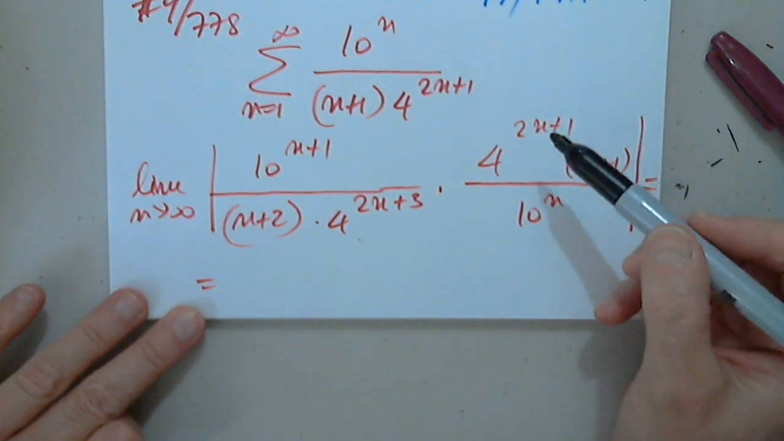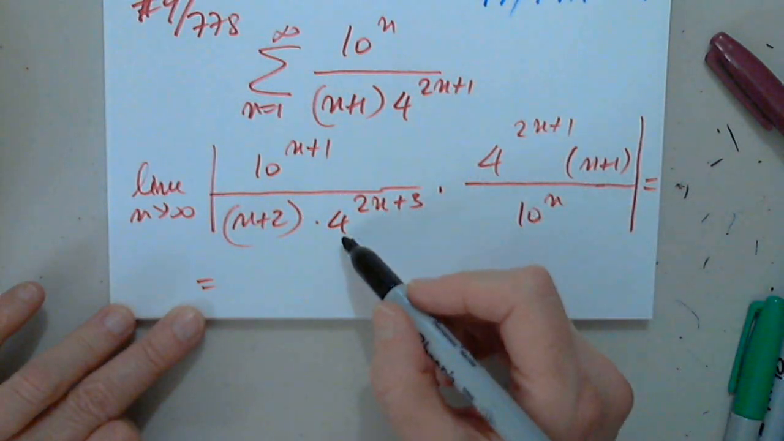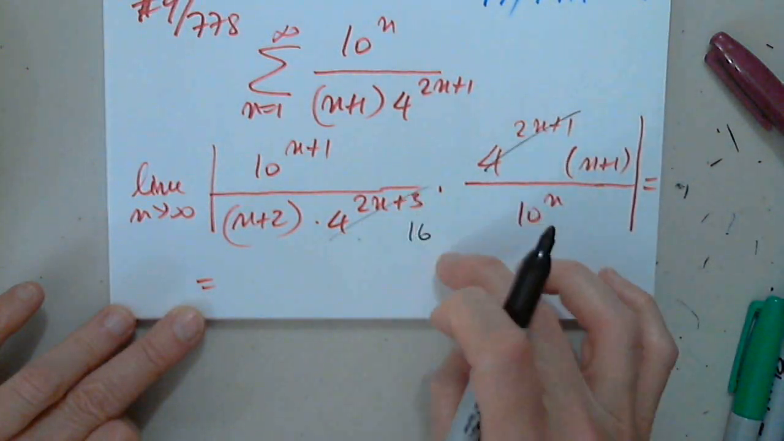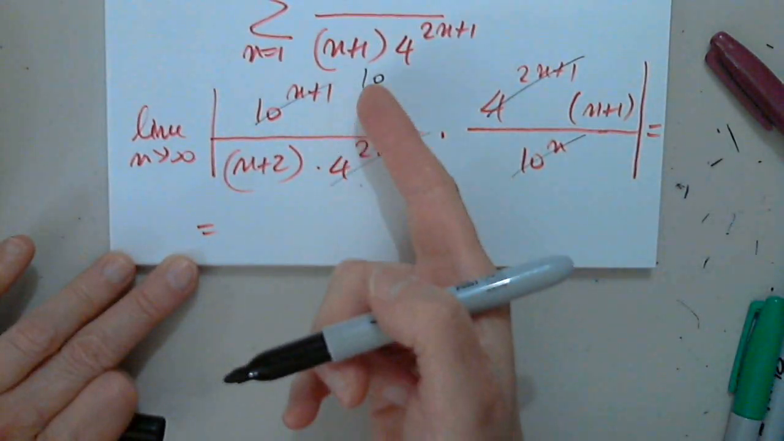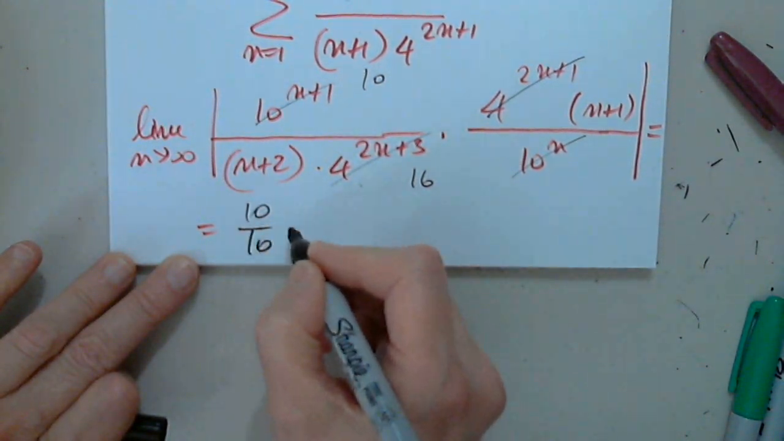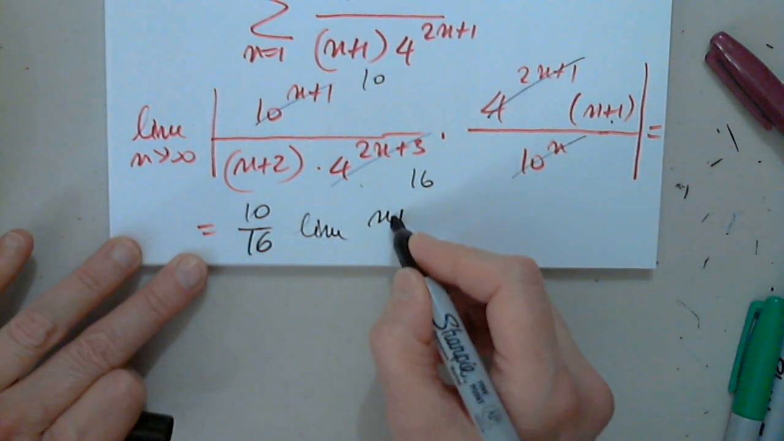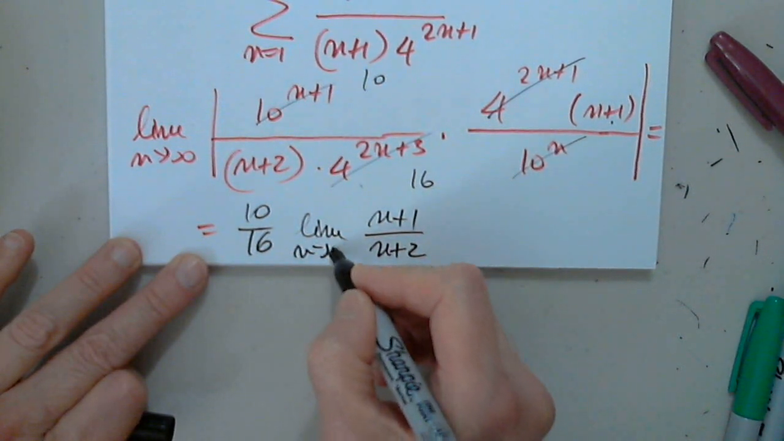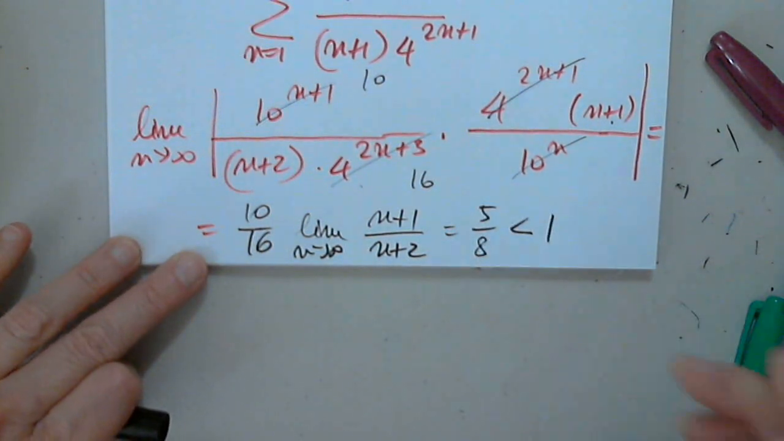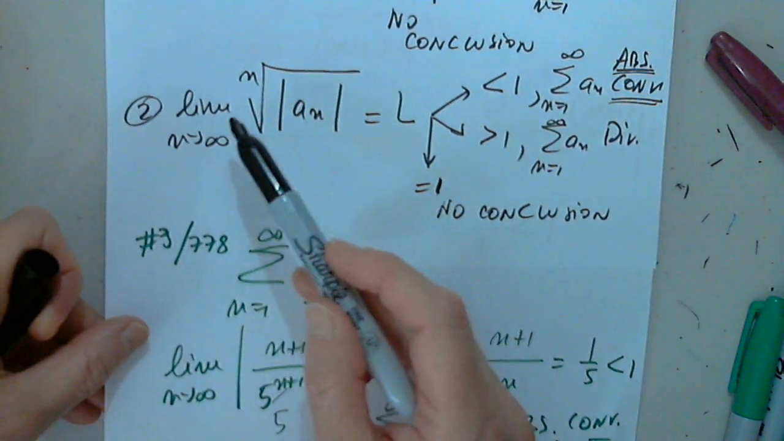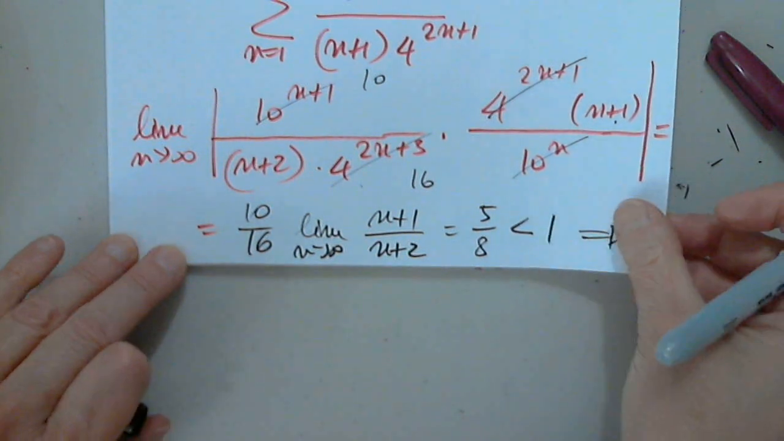So, 2n plus 1 and 2n plus 3, so there is a 16 left here because it's 4 to the second power. There is a 10 left here. And then 10 over 16 can go outside. And this is the limit of n plus 1 over n plus 2. We know this limit is 1, so we get 5 divided by 8, which is less than 1. It's less than 1, so the original series is absolutely convergent by the ratio test.